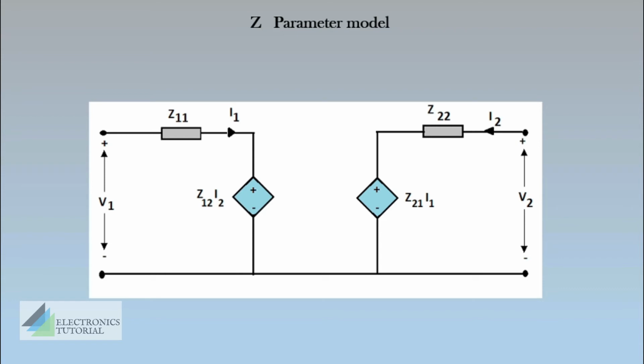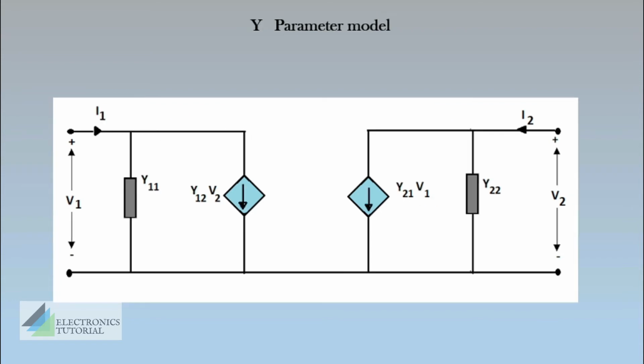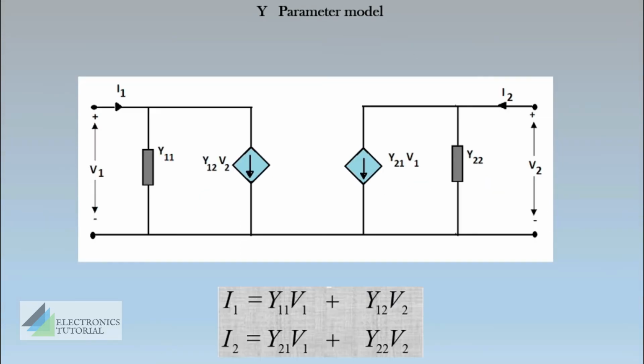We'll now move on to the second category, Y parameter model. We are indicating the input port with the input side values I1, V1, and this will be the output section with I2 current and V2 voltage. We'll complete the parameter model by utilizing the Y parameter equations. I1 is equal to y11 into v1 plus y12 into v2. This is represented here.